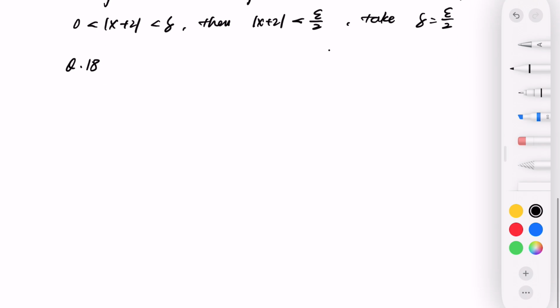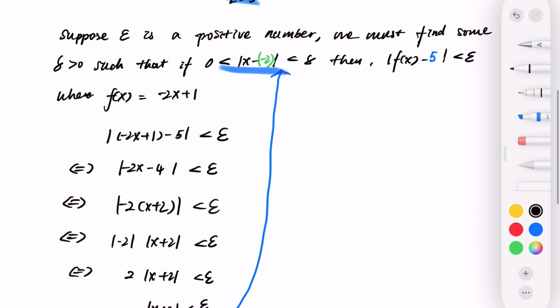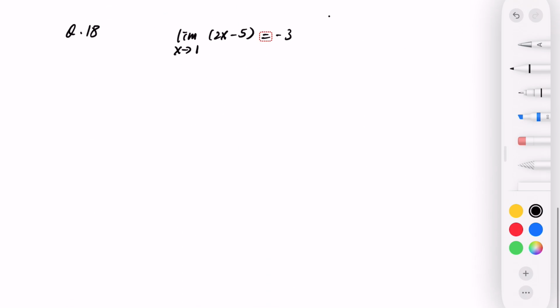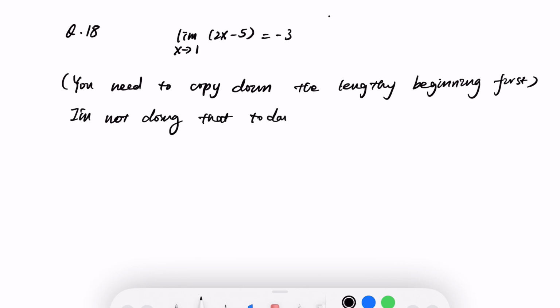Okay, so problem 18. The limit as x approaches 1 of the expression 2x minus 5 equals negative 3. So now the first step is to find the a and the L. So what is the a here? A is relevant to, yes, the x value. So here the a is 1. And what is the L? The L should be something related to the value of the function. And in this case, the L is negative 3.